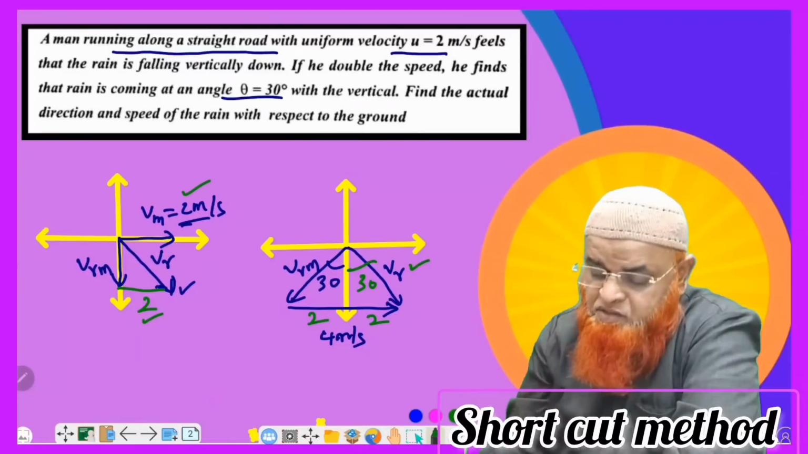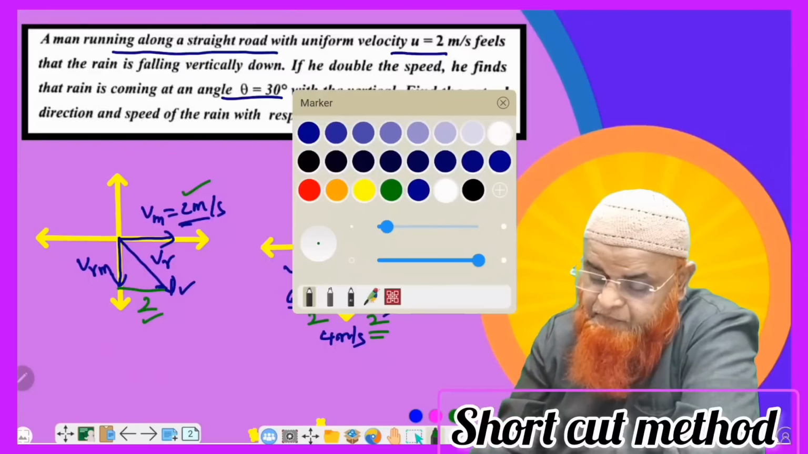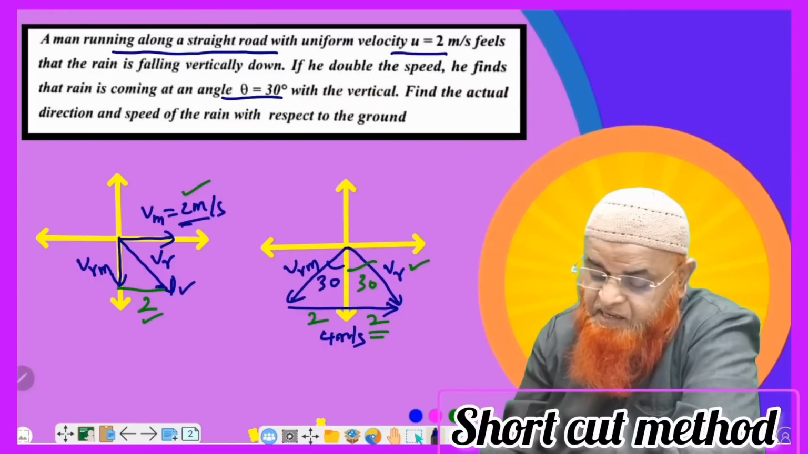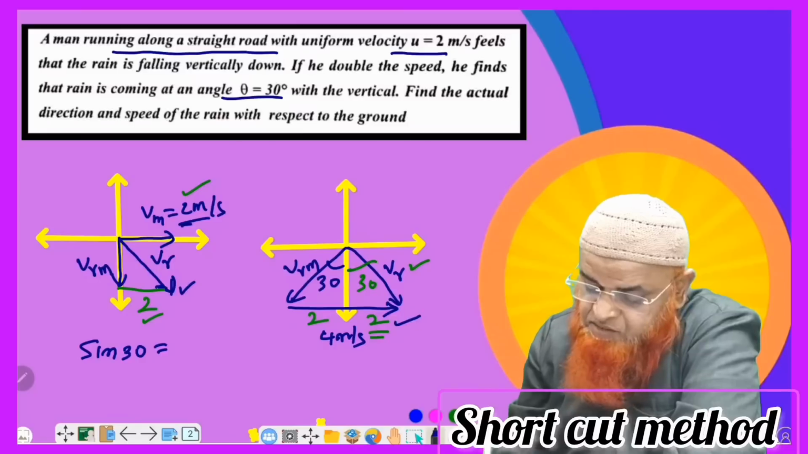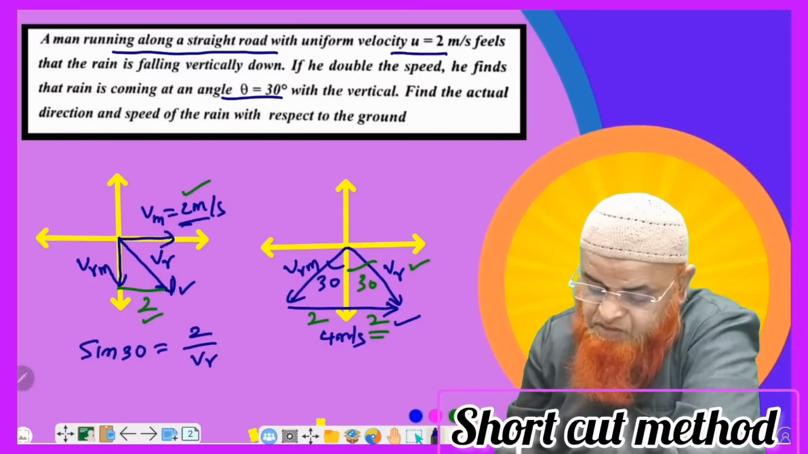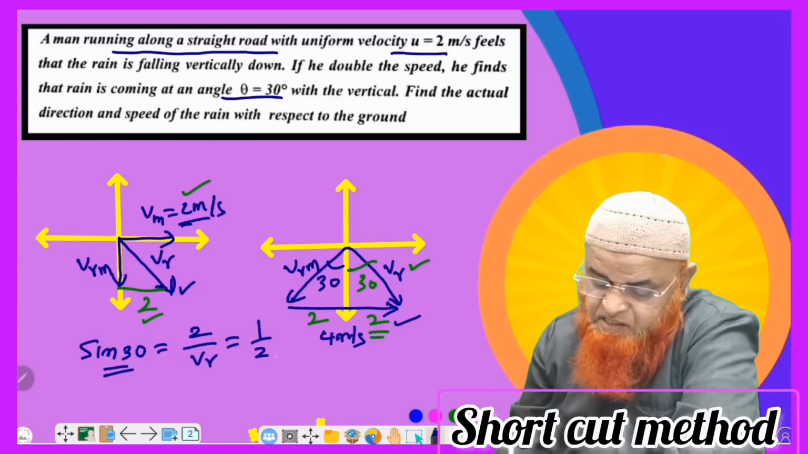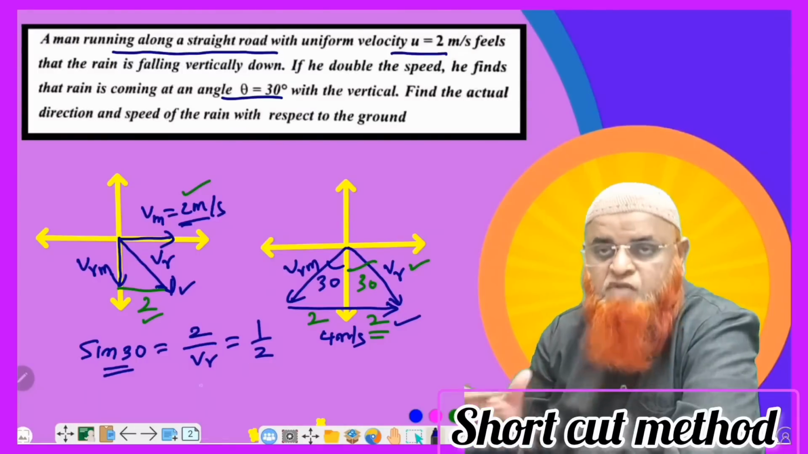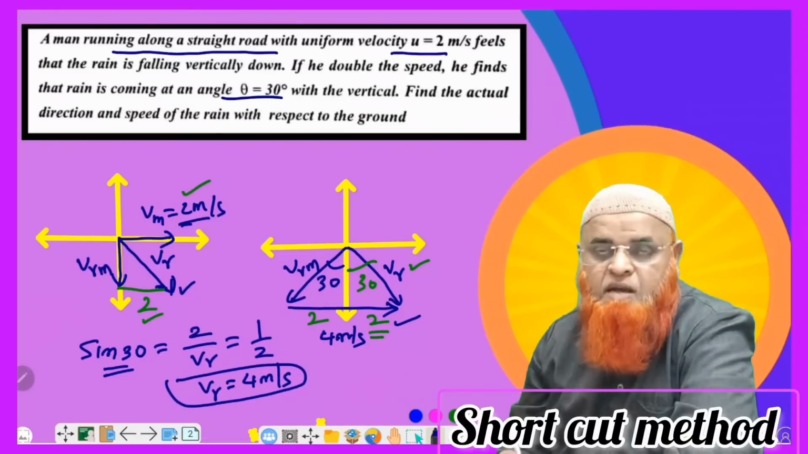Now you have to find out the velocity of rain. You know this is going to be 2 here, so you can apply sine 30 directly. Sine 30 is equal to this opposite side 2 by the velocity of rain. You know that sine 30 is nothing but 1 by 2. So if you cross multiply, the actual velocity of the rain is going to become 4 meters per second.